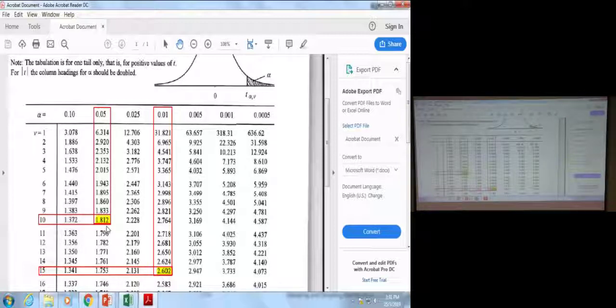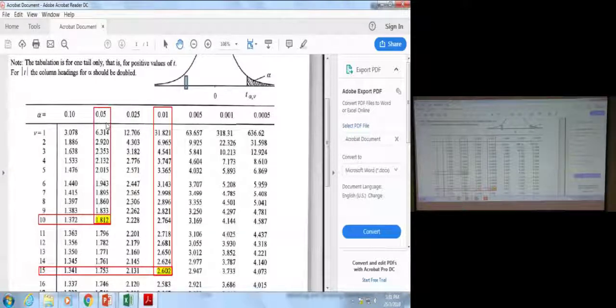So the value is minus 1.812. Why? Because it's symmetric about 0. So greater than this one is 5%. So in the image here, if you put it here, then the chance of being greater than this part is 1 minus this part. This part is 5%, so greater than it is 95%. So just remember the symmetric properties of the t distribution, then you can work out greater than 5% or less than 5%.